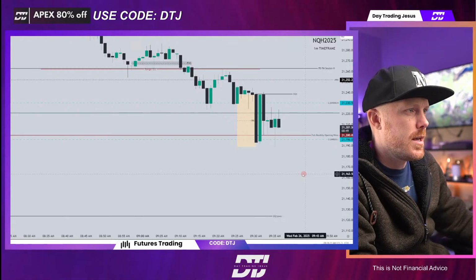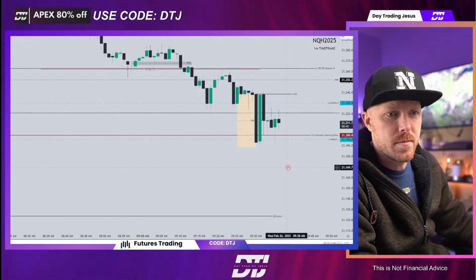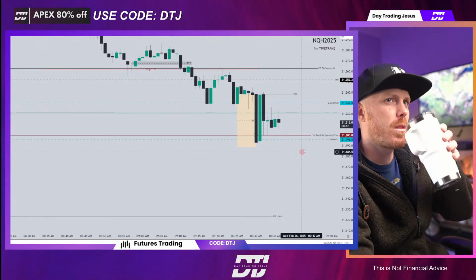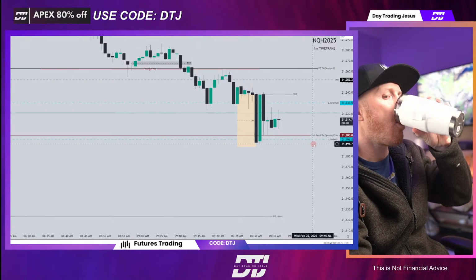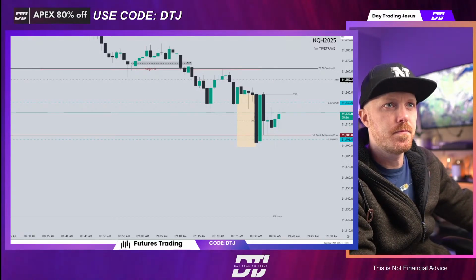So until we get some displacement and we get a fair value gap, we aren't doing anything. I'm not going to do anything. I will wait.